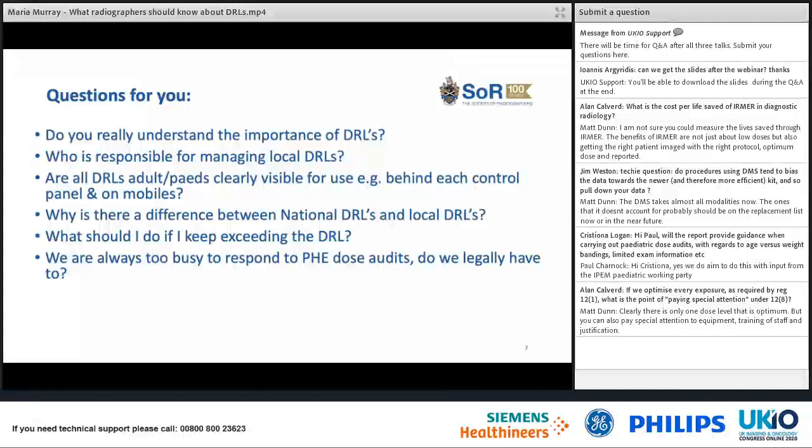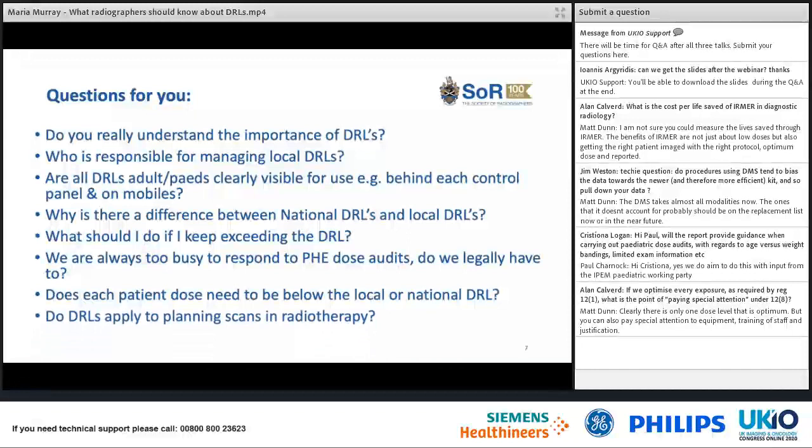And if you ask yourself this question, we're always too busy, and do we legally have to? Yes, we do. And does each patient dose need to be below the local or national DRL? No, it doesn't, and hopefully you'll find out the reason. And do DRLs apply to planning scans in radiotherapy, so CT planning scans? Yes, they do, but they're not known as diagnostic reference levels. They are known as dose reference levels.